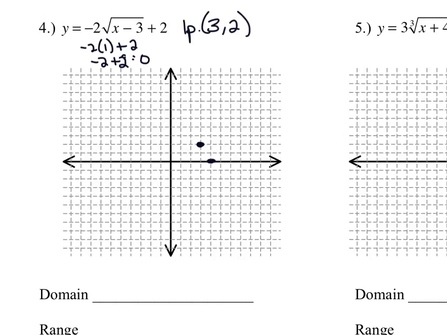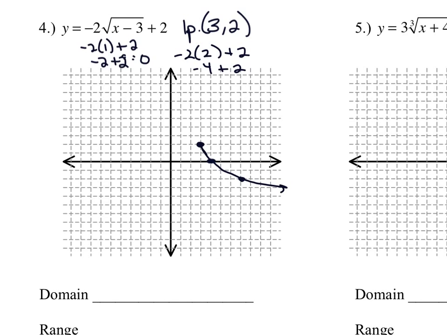The next x value I'm going to substitute in is 7, because when I do 7 minus 3 inside of here, I'll get a 4, which is a perfect square. The square root of 4 is 2, so I'll have negative 2 times 2 plus 2. So I'll have negative 4 plus 2, which is negative 2. That should give us enough points to give us a general idea of what this square root will look like.